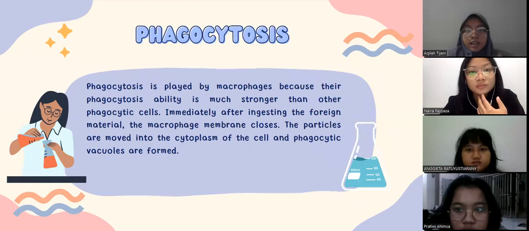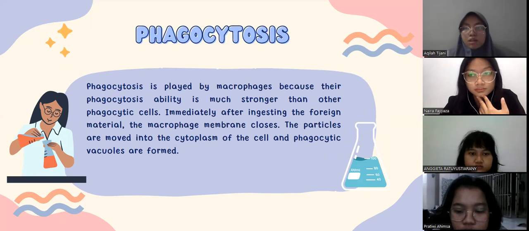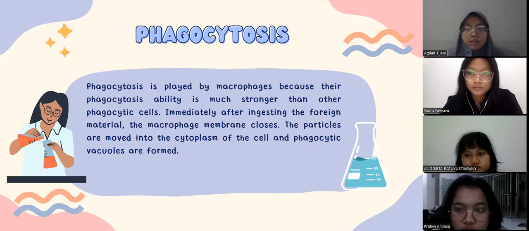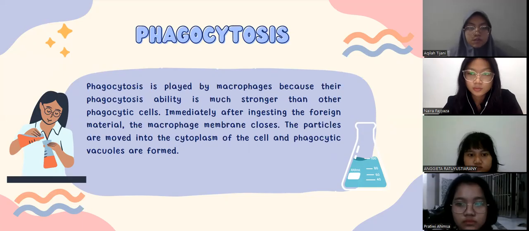Phagocytosis is played by macrophages because their phagocytosis ability is much stronger than other phagocytic cells. Immediately after ingesting the foreign material, the macrophage membrane closes. The particles are moved into the cytoplasm of the cell as phagocytic vesicles.